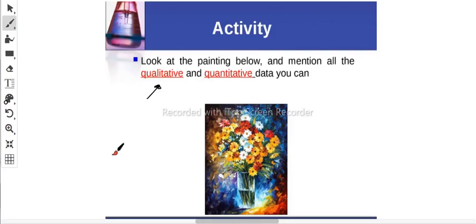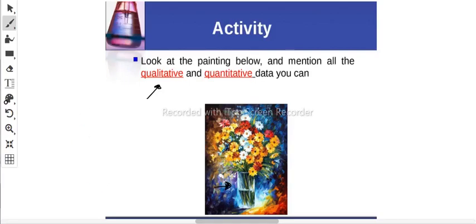But continuing with your quantitative data, you will maybe start counting the number of flowers that are red, yellow, and also white. You can maybe measure the total volume of water which is present inside the vessel or inside the beaker.